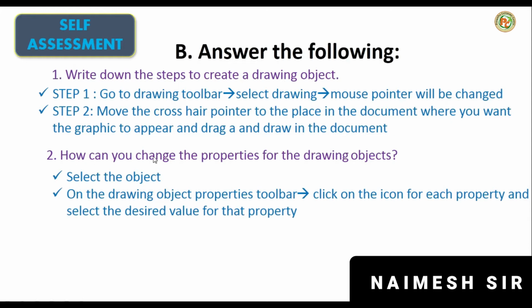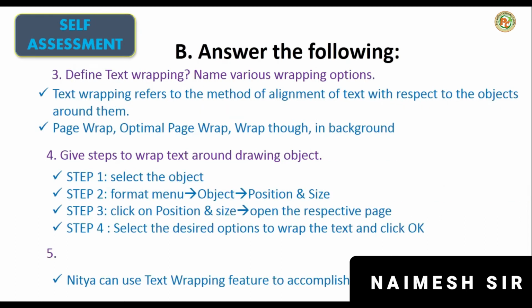Second, how can you change the properties for the drawing objects? For that, we have to select the object, then click on the drawing object property toolbar. From the toolbar, click on the icon for each property and select the desired values for that property, so that this way we can change its properties.